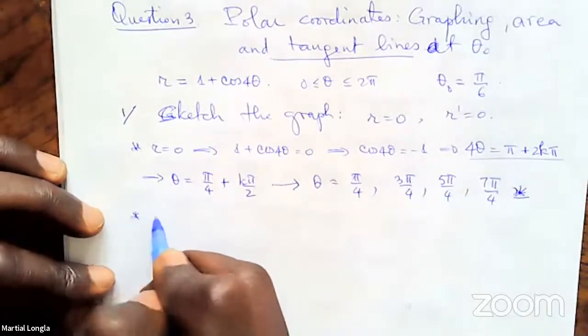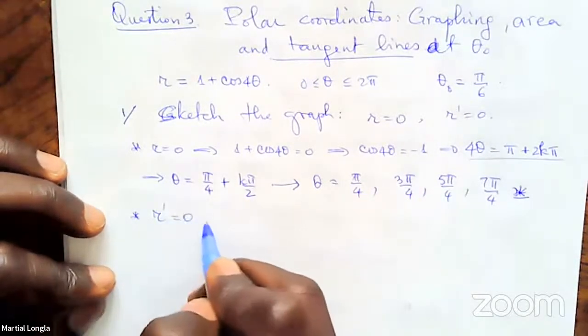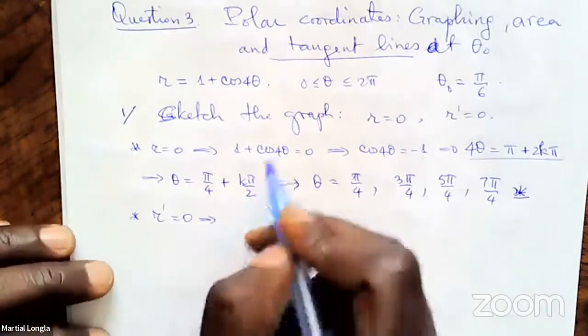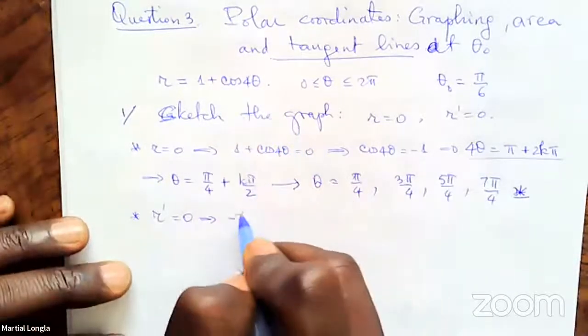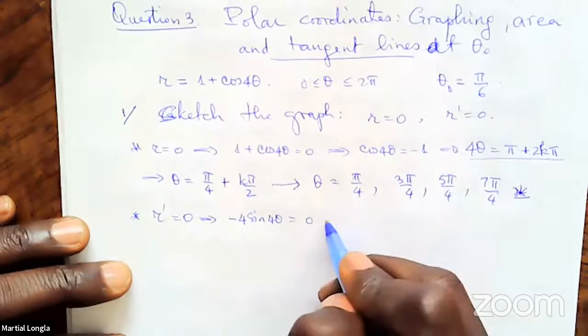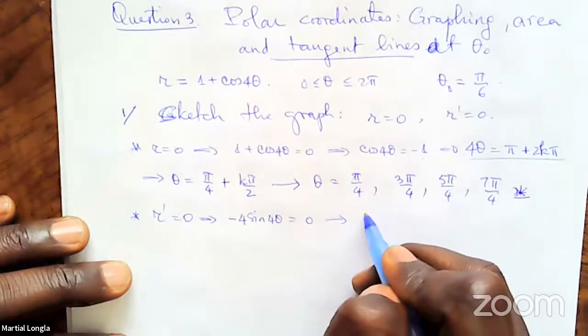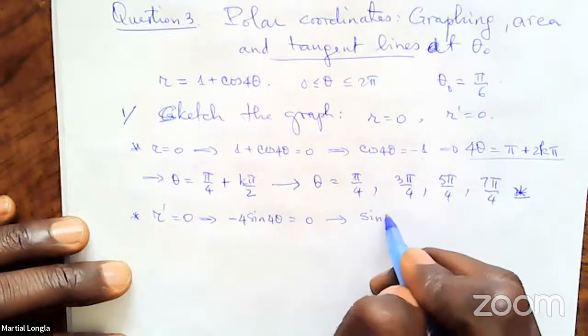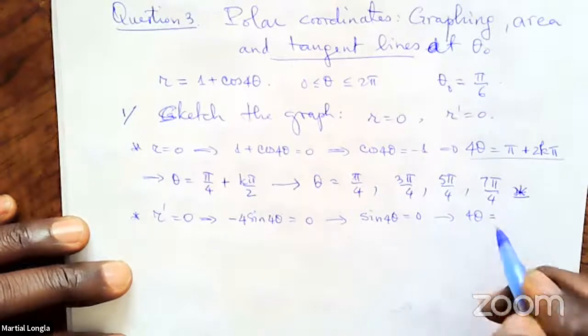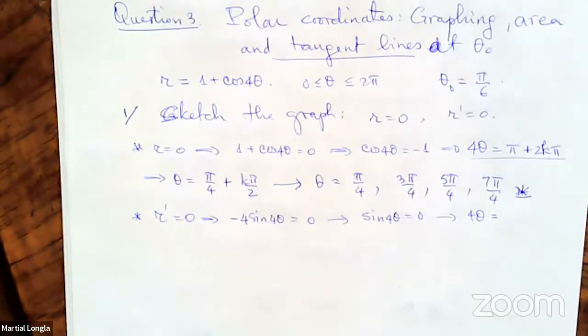Now, we want to find r prime equals 0. This is to figure out where are the points where the radius is possibly maximal before it starts reducing to go back to 0. So you take the derivative of that, it's negative 4 sine of 4 theta equals 0. You solve this, you get sine of 4 theta equals 0, and that gives you 4 theta equals, what are the angles that have sine equal to 0?